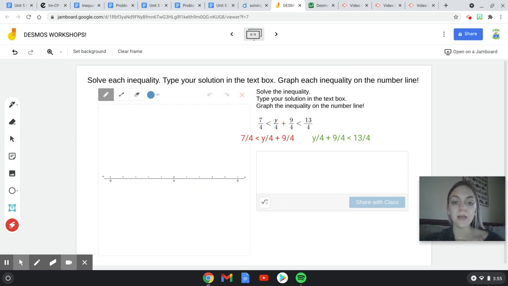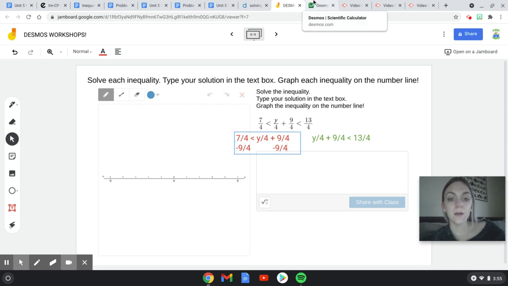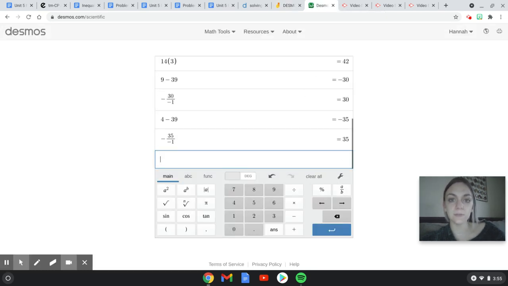This y divided by 4 is shown here, and it's also shown here. It means the same thing, y divided by 4. So the first thing I need to do is get rid of this positive 9 over 4. I'm going to subtract and make it minus 9 over 4. So if your Desmos scientific calculator is not up right now, go ahead and pull it up. I'm going to come to Desmos.